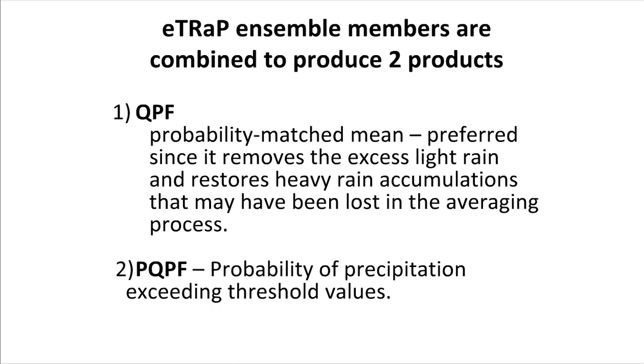time period, which is 6 or 24 hours. For the QPF product, the number of ensemble members is reduced, but the distribution is transformed using probability histogram matching to have the same distribution as the full ensemble. The purpose of this transformation is to remove the excess light rain caused by the averaging process and to restore the heavy rain accumulations that may have been lost during the averaging.